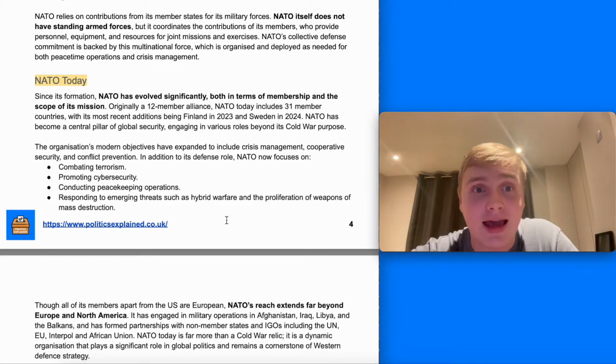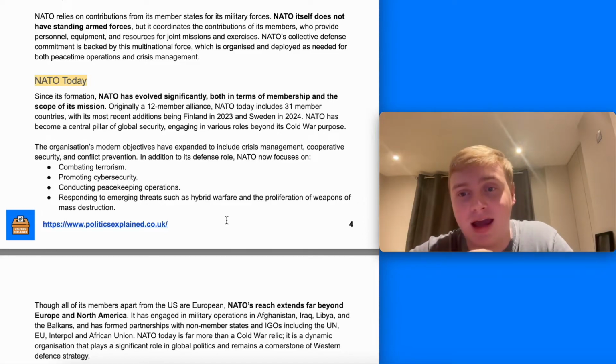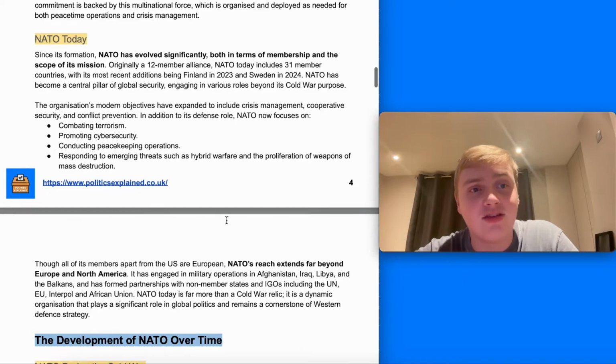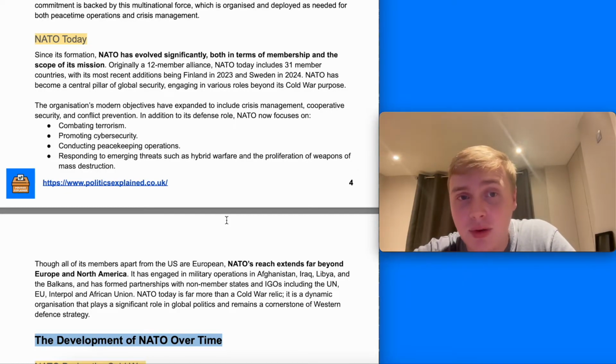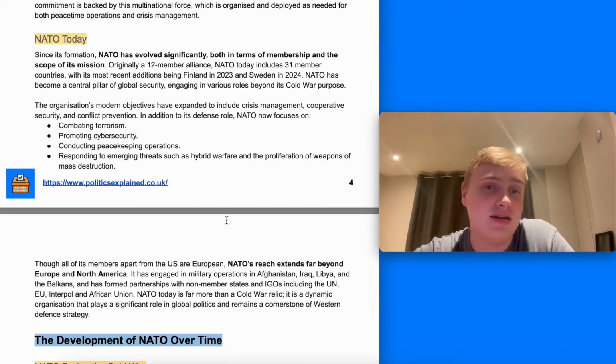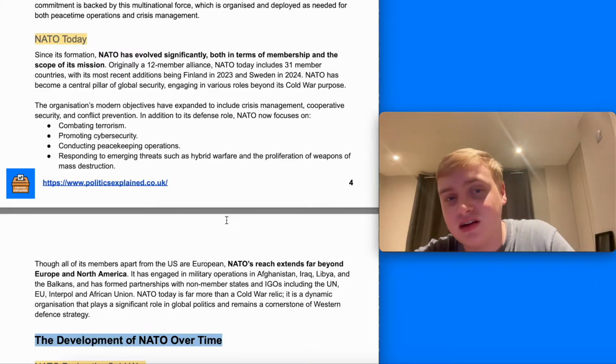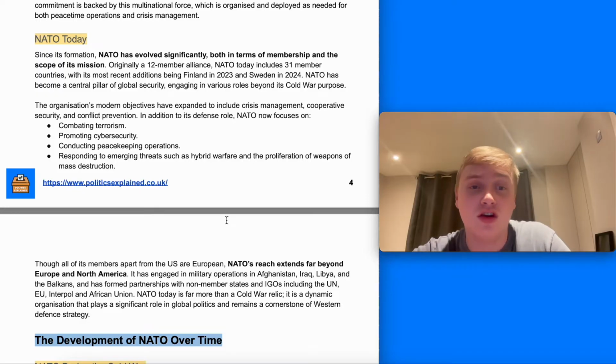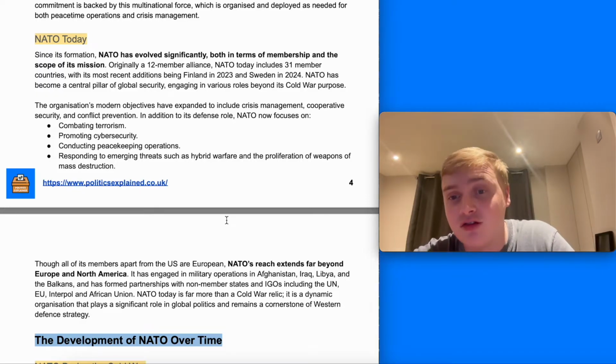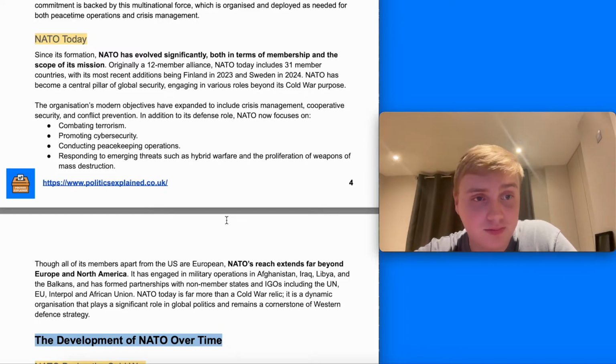So it does coordinate contributions from its members and coordinate the action of its militaries, including joint missions and exercises. Today then, since its formation, it's evolved significantly, both in terms of membership and the scope of its mission. It was originally a 12-member alliance, as we said. It now includes 31 member countries, with its most recent additions being Finland in 2023 and Sweden in 2024. It's become a central pillar of global security, engaging in various roles beyond its original Cold War purpose of deterring aggression from the Soviet Union.